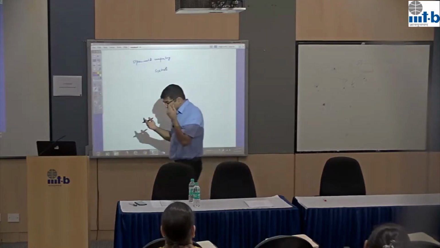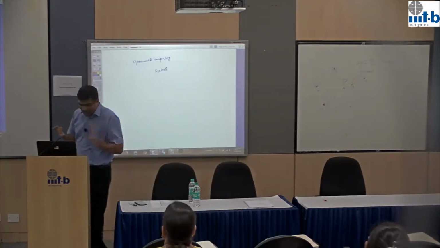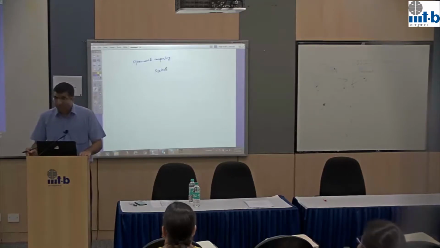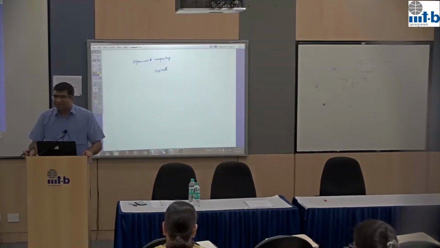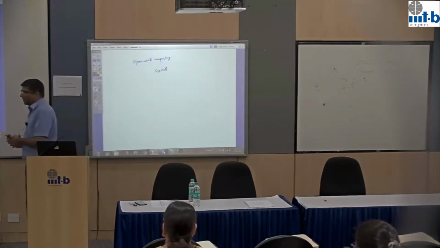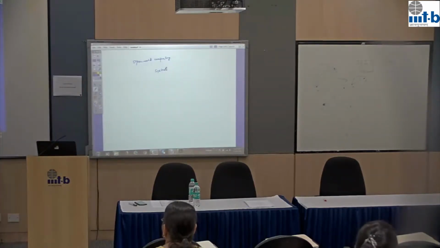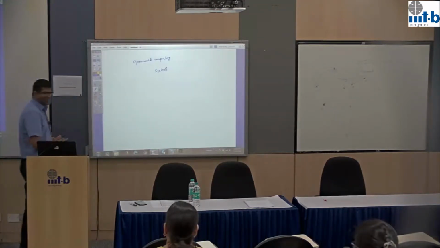Let me give you a quick exercise. Make a list of 5 things that you don't know. Can you quickly make a list of 5 things that you don't know? So let's try and understand what open-ended means or open world means. Can you make a list of 5 things that you don't know?